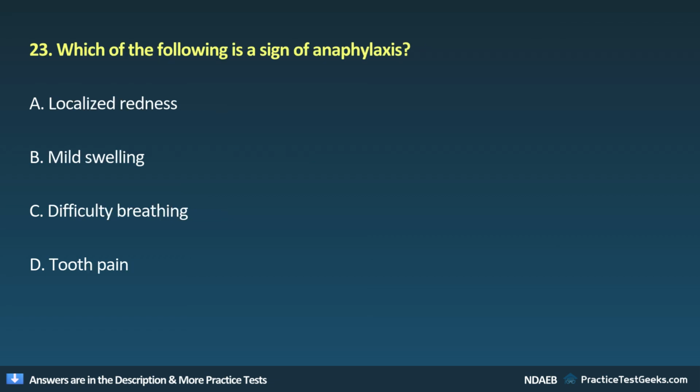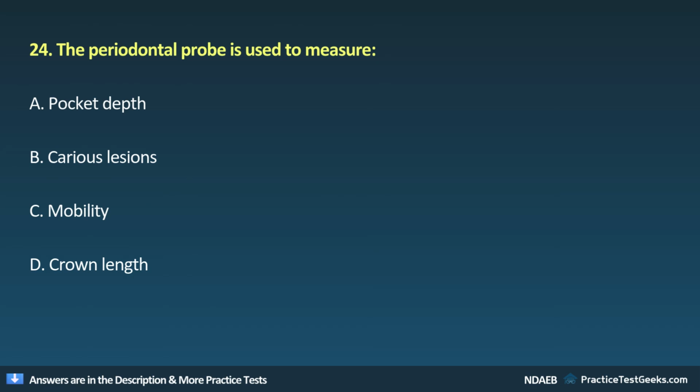23. Which of the following is a sign of anaphylaxis? A. Localized redness. B. Mild swelling. C. Difficulty breathing. D. Tooth pain. 24. The periodontal probe is used to measure A. Pocket depth. B. Carious lesions. C. Mobility. D. Crown length.